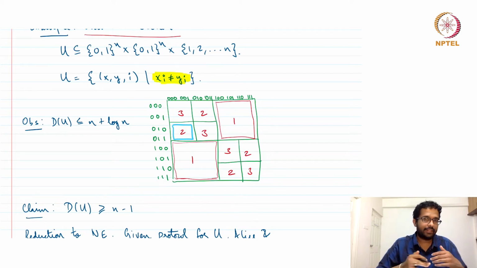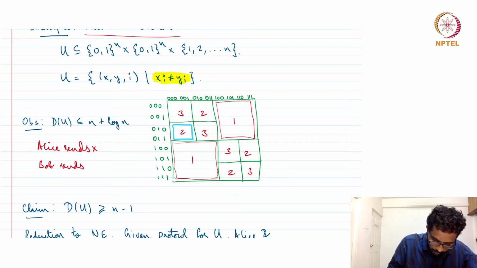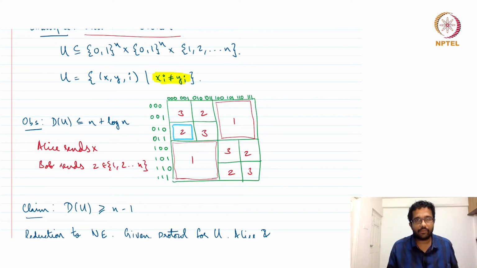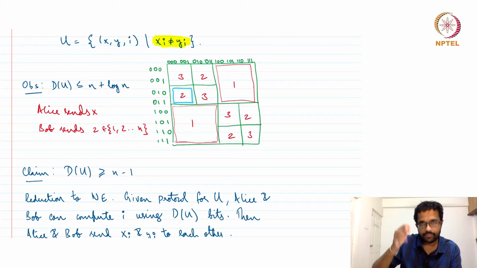Alice can send the entire x, and then Bob sends z from 1 to n. So x requires n bits and z requires log n bits. That's why this is an n plus log n protocol, and this is a very straightforward protocol. This will work for any relation, not just this relation. Instead of log n, it should be log of the size of Z.